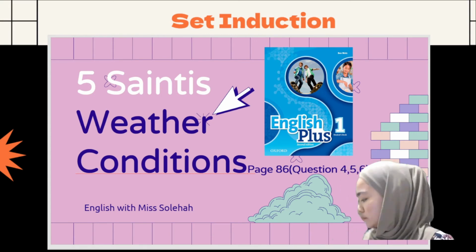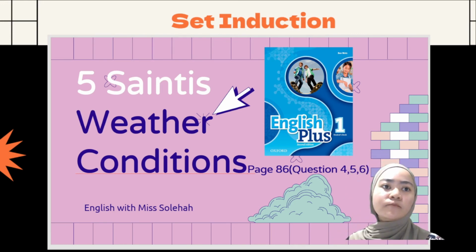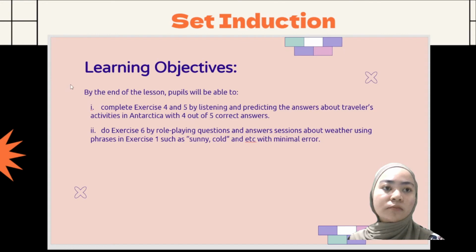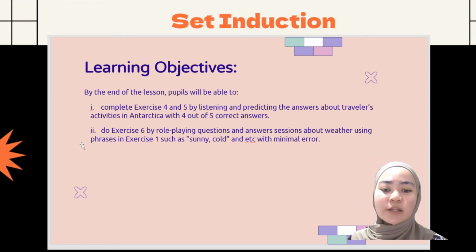Alright, so today, students, the topic for today is weather condition. Just now in the game we learned about rainy, it's snowy, it's cold. Now I'm going to explain the learning objective for today.